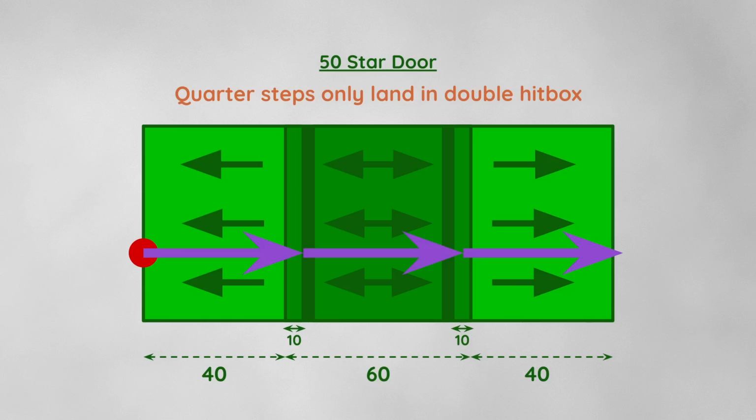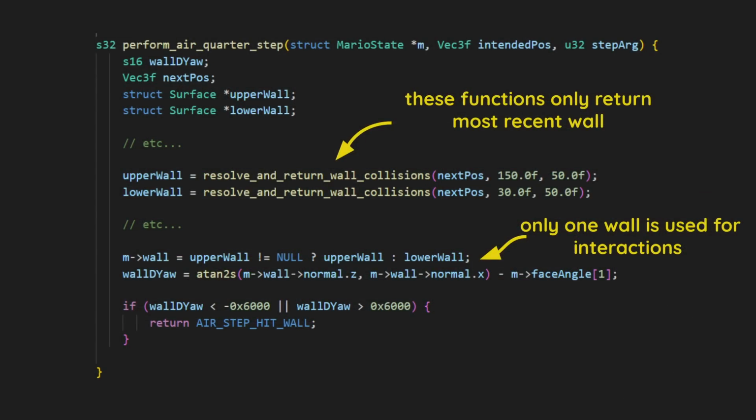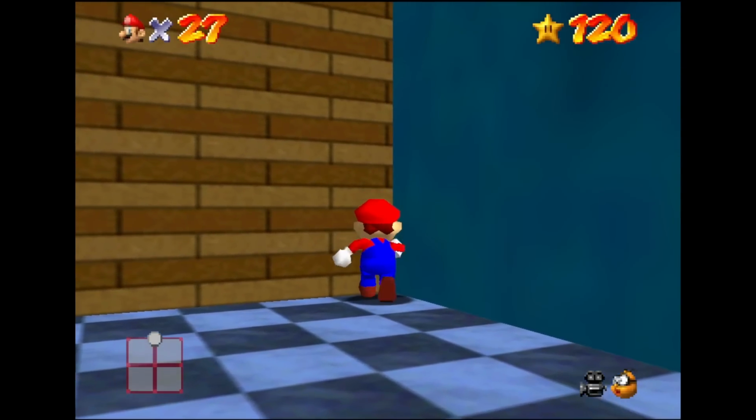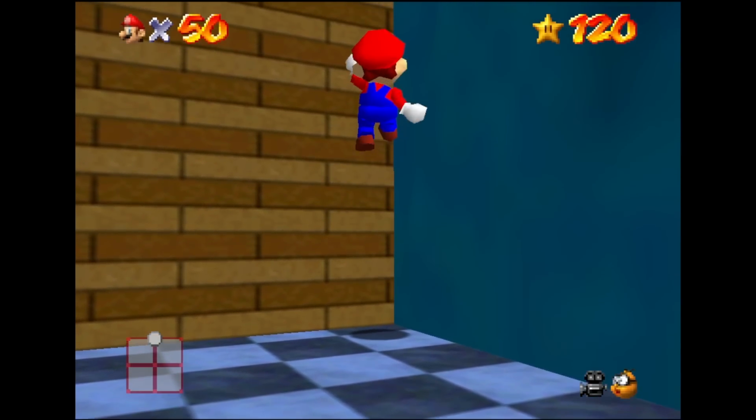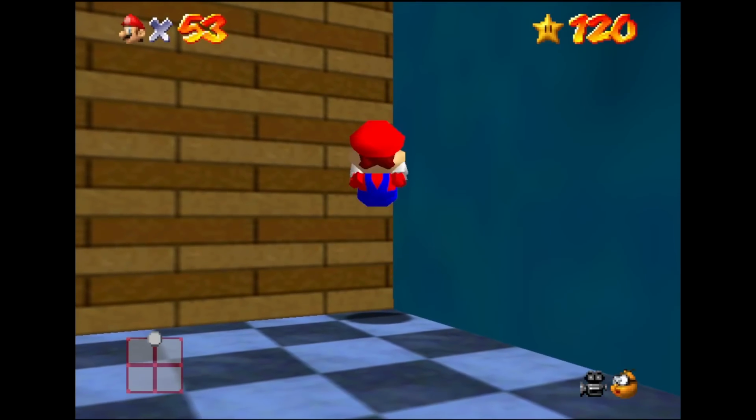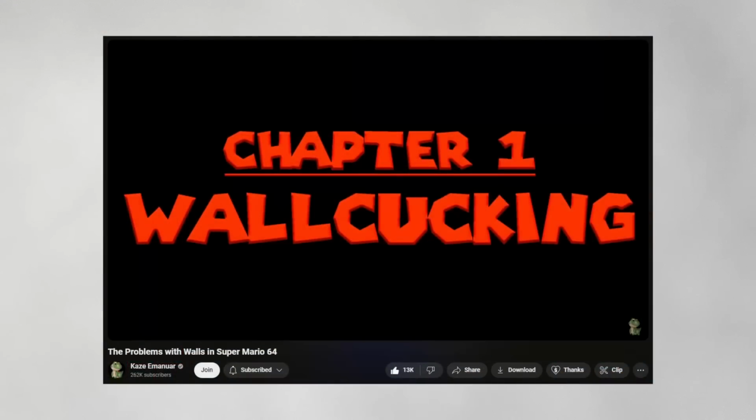What about here? Both our first and second quarter steps landed in the overlapping hitboxes, so they cancelled each other out both times. Did this count as us getting pushed by the back wall or not? Well, sometimes we lose our speed, but sometimes we don't. What's going on here? You see, when we interact with multiple walls in a single frame, only the most recent wall is returned and used for interactions. This can lead to some wall behavior being missed. This is usually referred to as unreferenced walls, although I tend to prefer K's name for it.